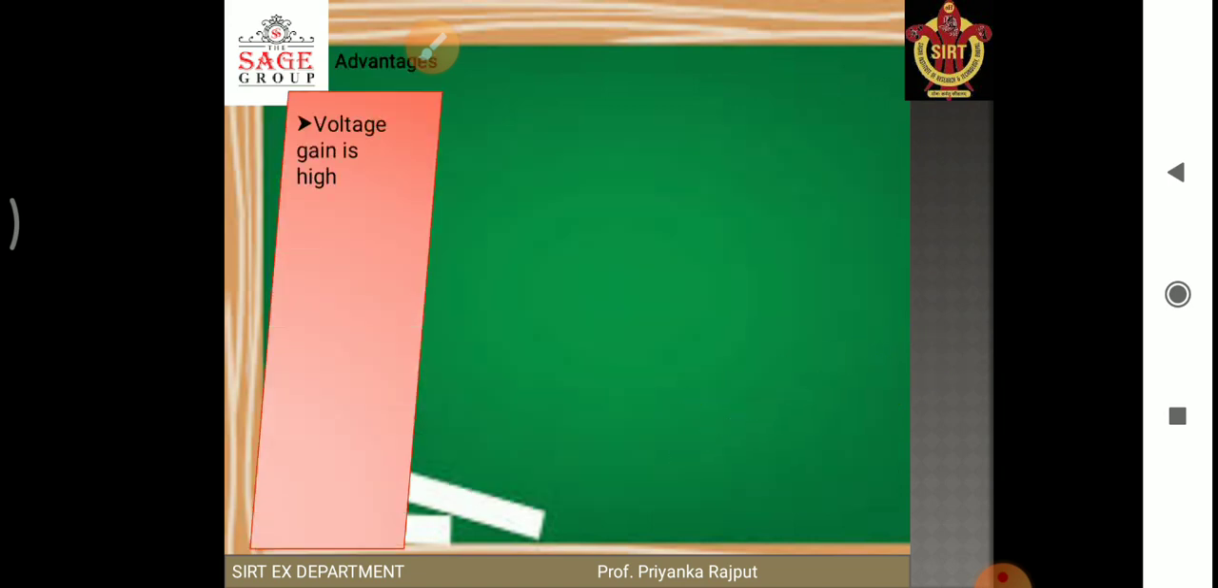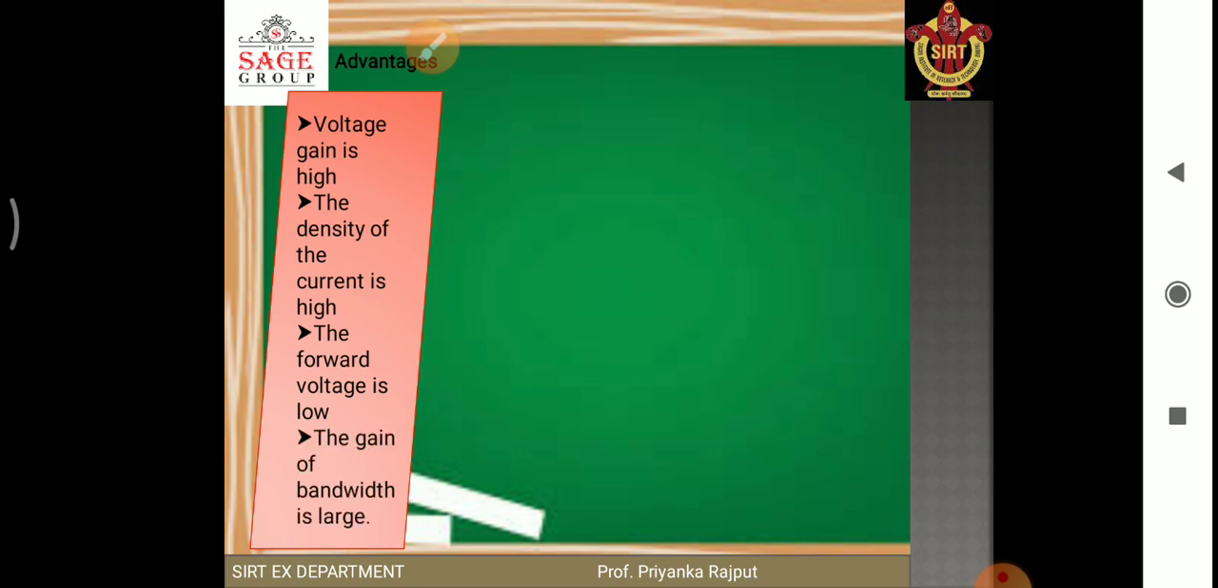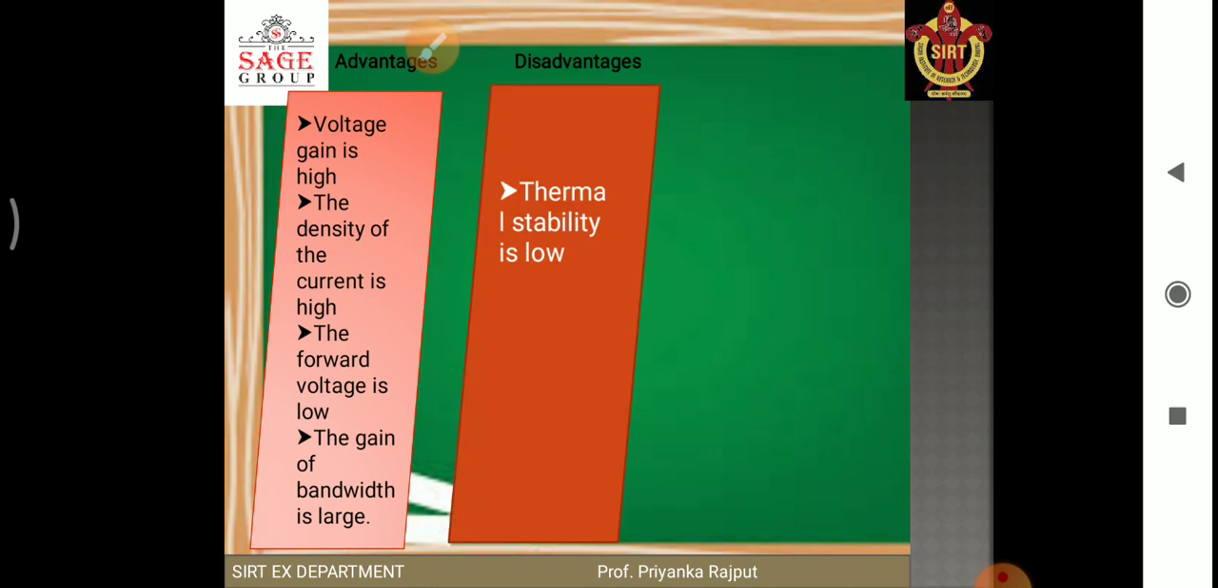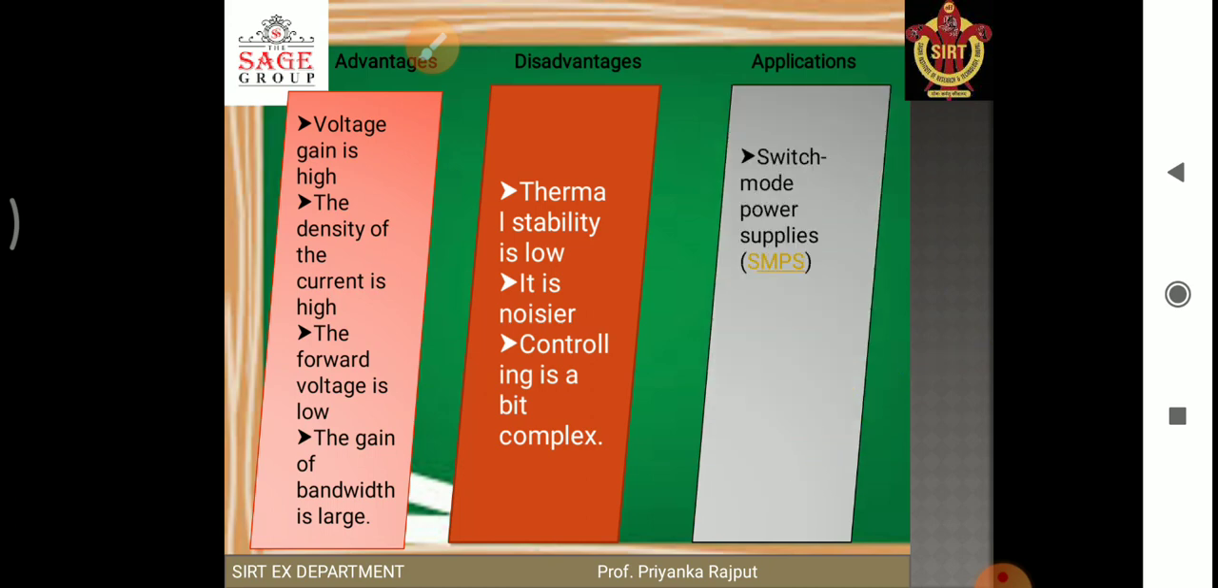Now, the advantages of BJT: voltage gain is high, current density is high, forward voltage is low, and the gain bandwidth is large. Disadvantages: thermal stability is low, it is noisier, and controlling is a bit complex. Applications: switch mode power supply, and it is also used in relay circuits, power amplifiers, DC to AC converters, as well as power control circuits.